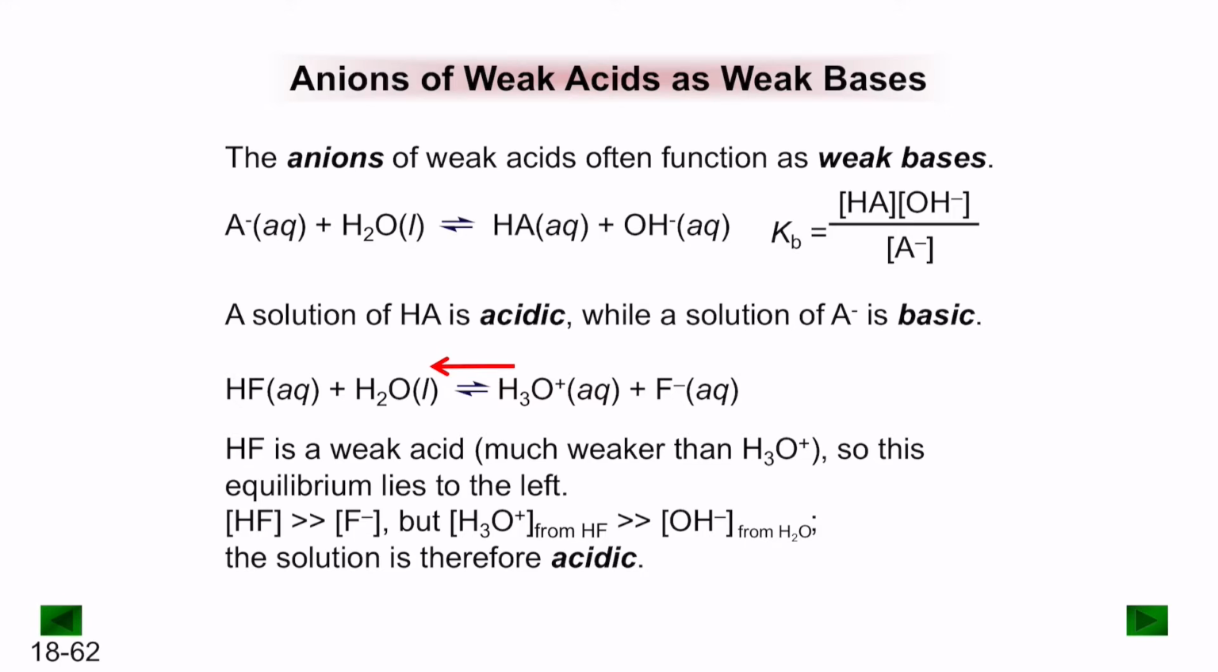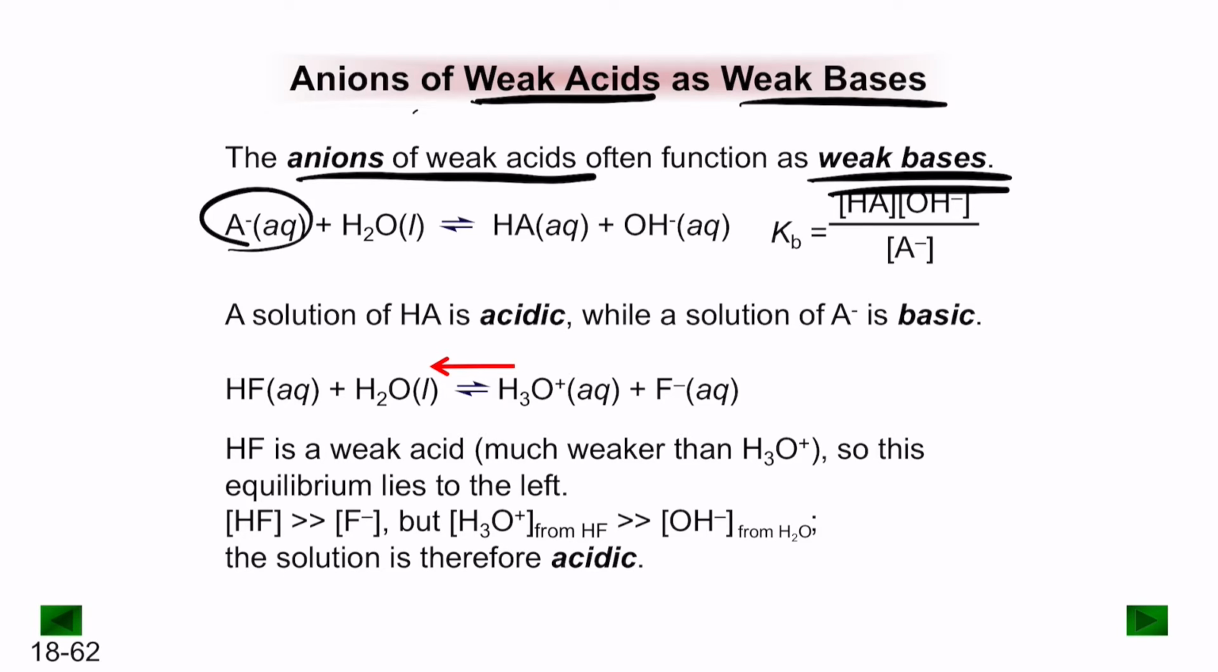Next, let's talk about the anions of weak acids as weak bases. Notice that the anions of weak acids often function as weak bases. So the anion right here also acts as a weak base, which means the reverse reaction can be considered as Kb. The solution of HA is acidic while the solution of A minus will become basic. The reaction will always favor the side which is weaker.